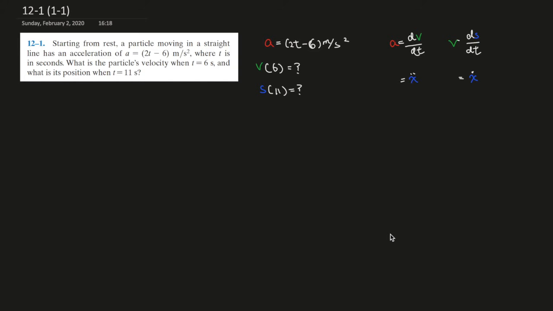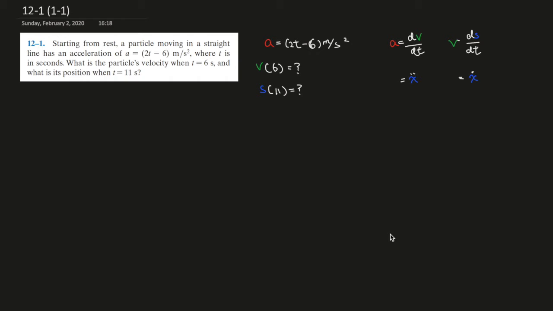Here we go. The dynamics course, the first video, and it's the first question of the first section of chapter 12. So let's get started. It says, starting at rest, a particle moving in a straight line has an acceleration equal to 2t minus 6 meters per second squared, where t is in seconds. What is the particle's velocity when t equals 6, and what is its position when t equals 11 seconds?